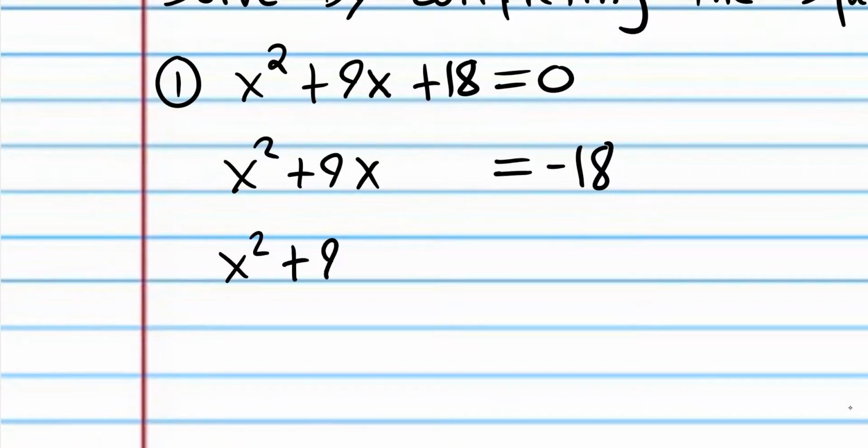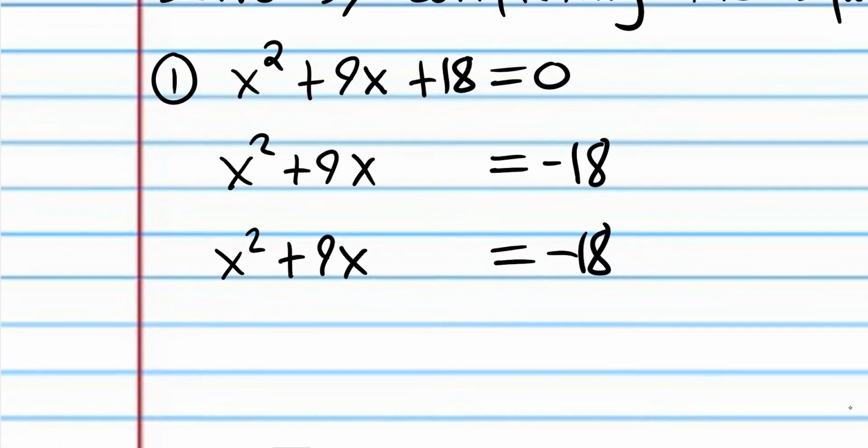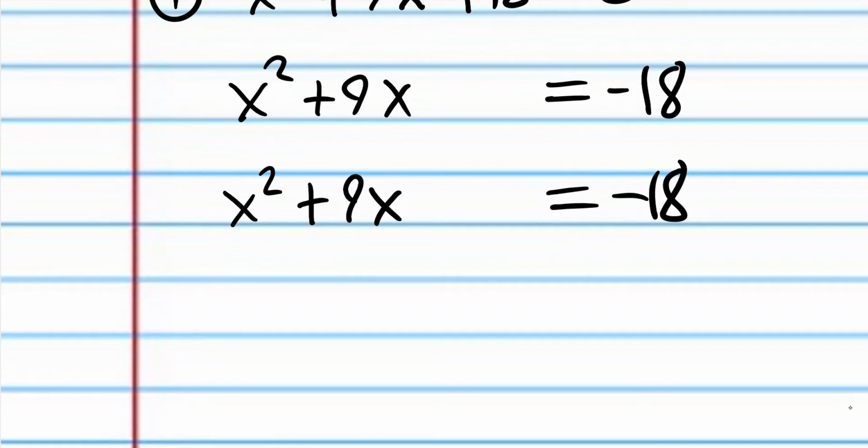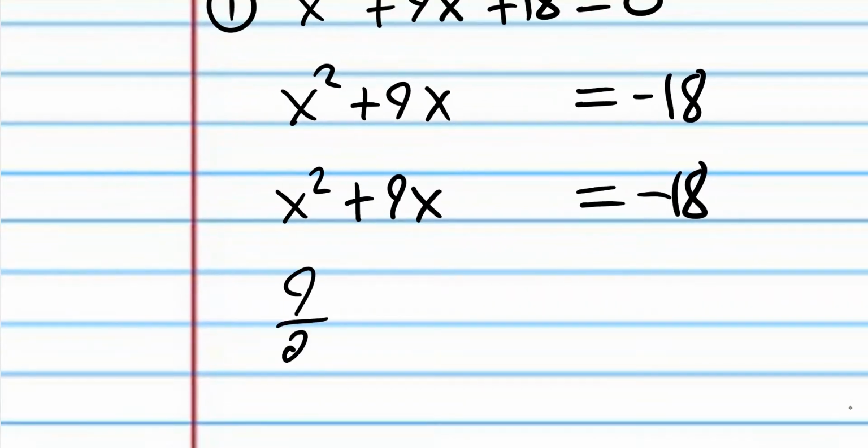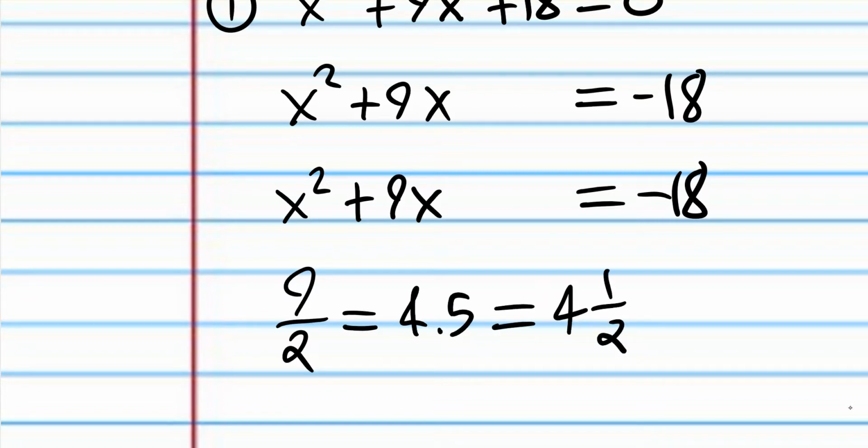But just like we did in the previous class, you get that 18 and put it on the other side, and now we want to complete the square. We want to know what number we add to both sides to complete the square. Well, you remember, you take this number and you divide it by 2, and then you square it. The problem is, if you divide that number by 2, you get a decimal, 4.5, or you can also write it as 4 1/2.